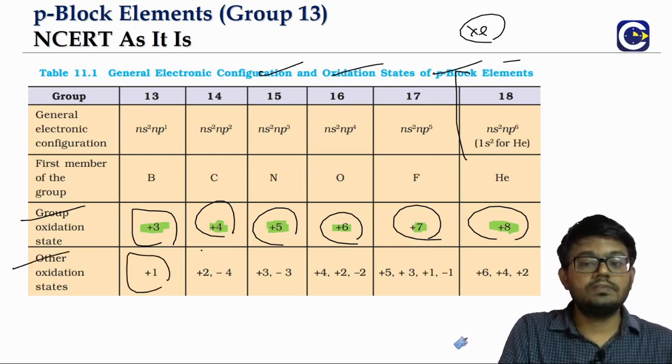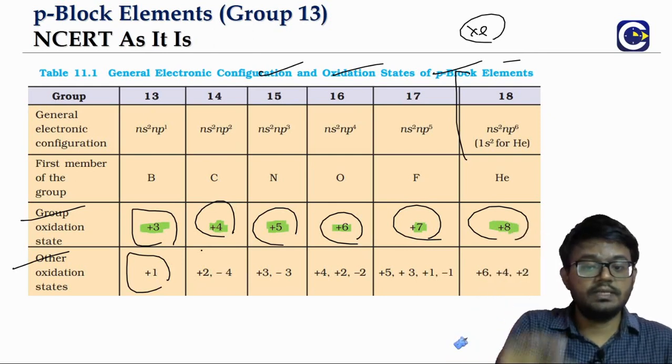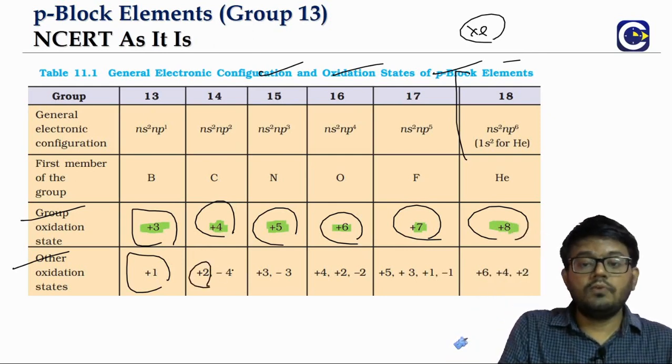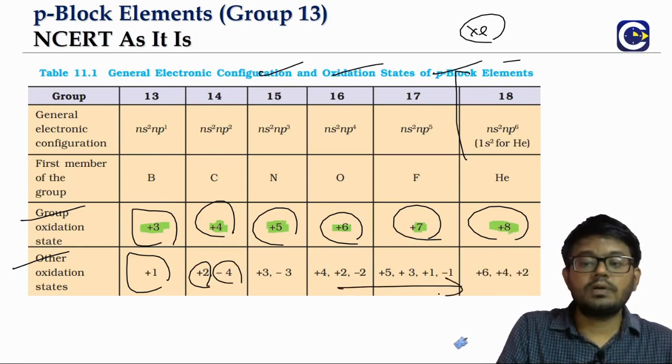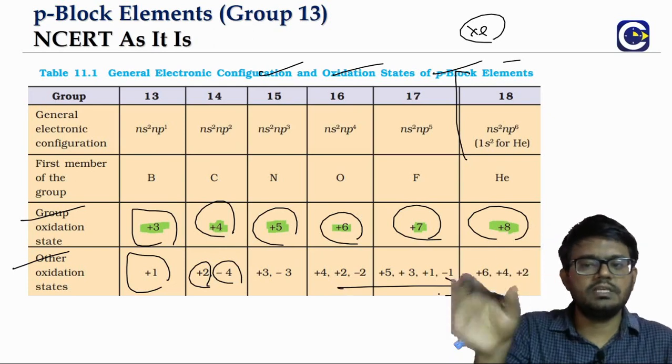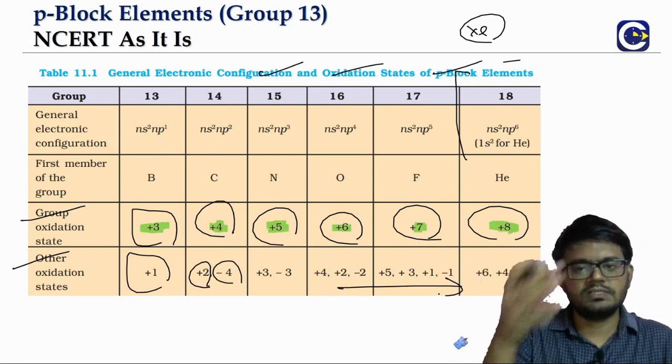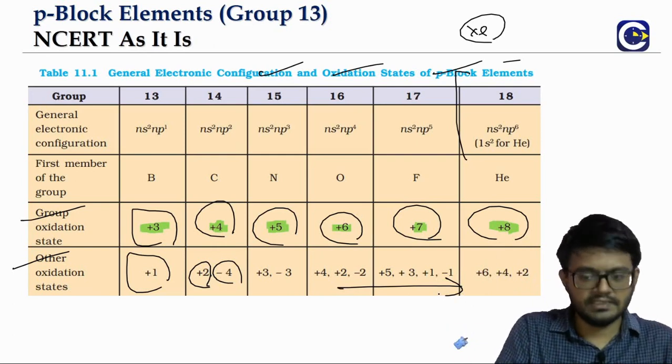Now coming to the other possible oxidation states, for the 13th group we can also have +1, which is, as I said, group oxidation -2. The 14th group can have +2, also it can show -4. And as we keep progressing, here we will not discuss 15, 16, 17, 18 much, because that is what we have as a chapter itself.